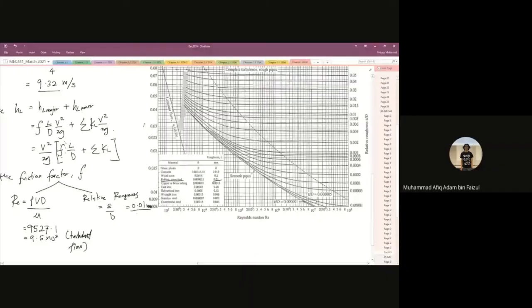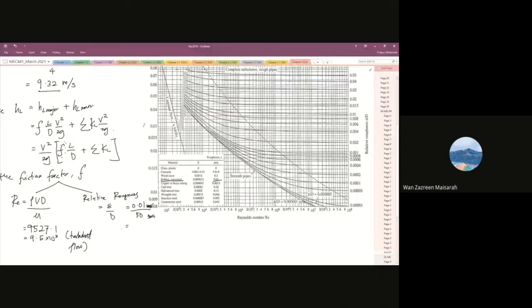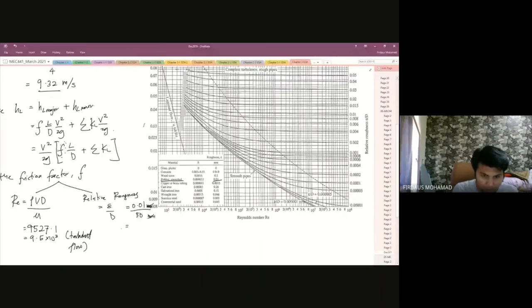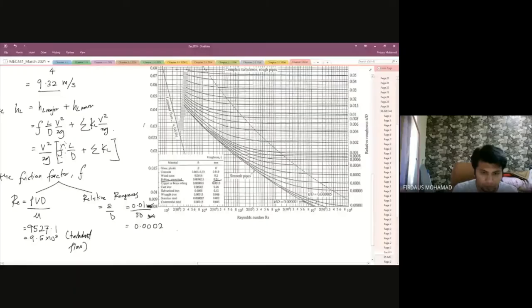What is the diameter? 50 millimeter. So what is 0.01 divided by 50? 0.0002. Did you get it? Okay. So now we have the Reynolds number and the relative roughness.